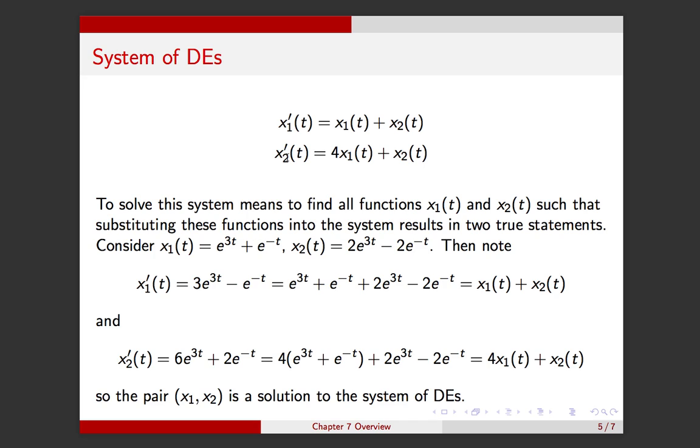Okay, similarly, let's check if x2 prime equals 4x1 plus x2. x2 prime is 6e^(3t) plus 2e^(-t). Again, chain rule just popping coefficients down. Notice 4x1 plus x2 is this highlighted stuff, and if you simplify that highlighted stuff, you will get 6e^(3t) plus 2e^(-t). Okay, so this x1 combined with this x2, that is a solution to this system.